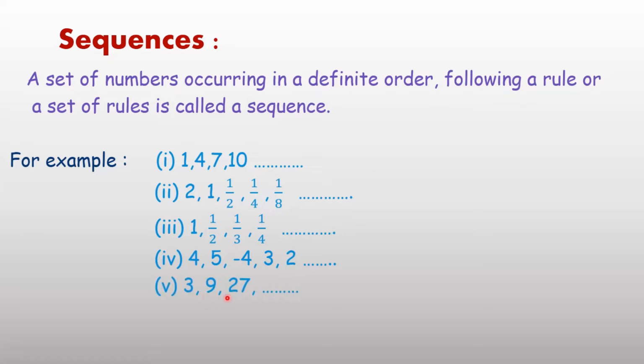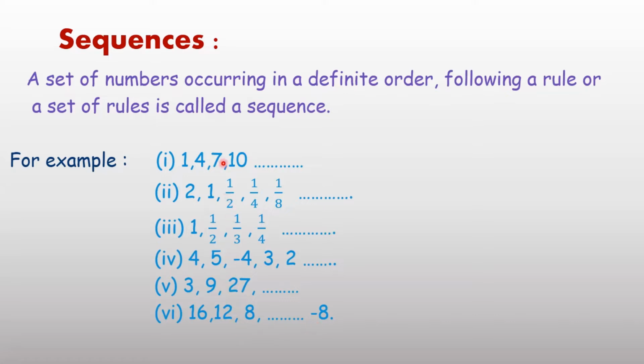3, 9, 27. Here again you can easily identify the pattern. 3 threes are 9, 9 threes are 27. And then the next number, 27 threes are 81. Again you can easily identify the pattern. Here 16, 12, 8. 16 minus 4, 12, 12 minus 4, 8, and the same pattern continues. 8 minus 4, 4, then 0, then minus 4, minus 8.